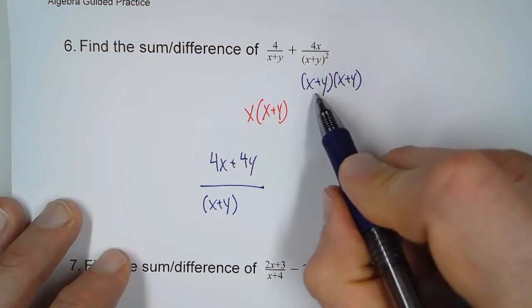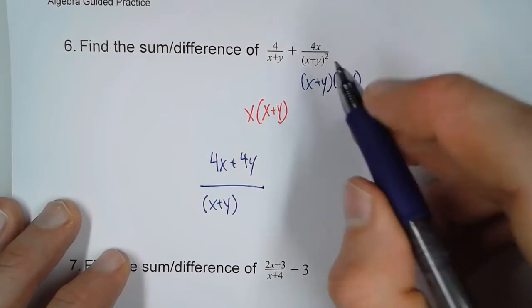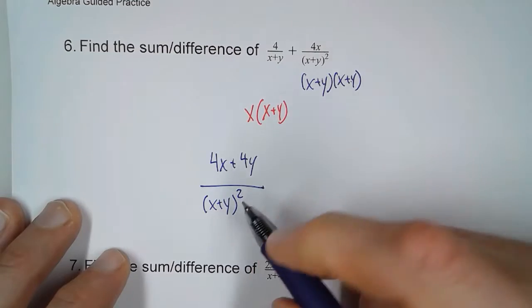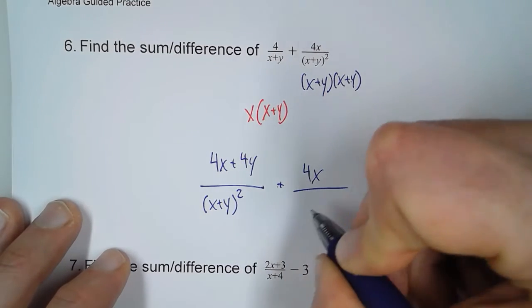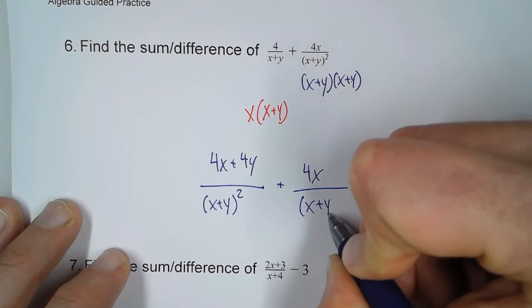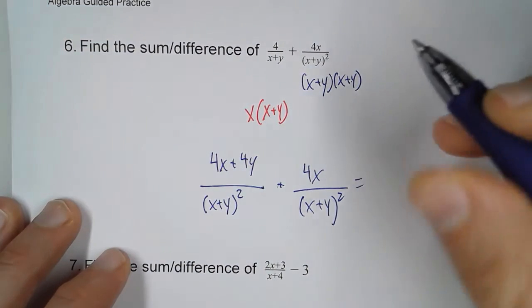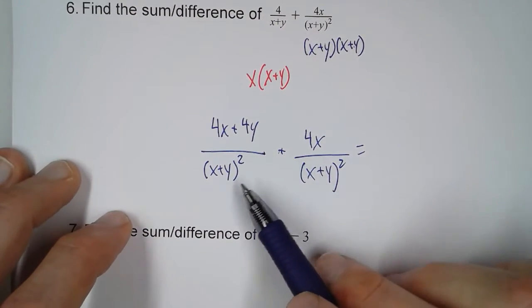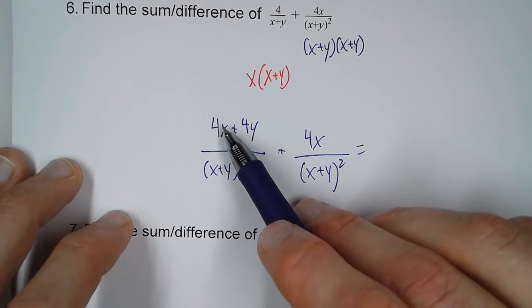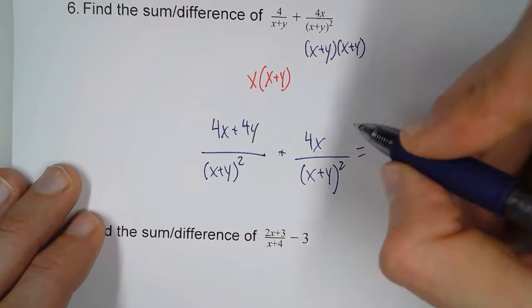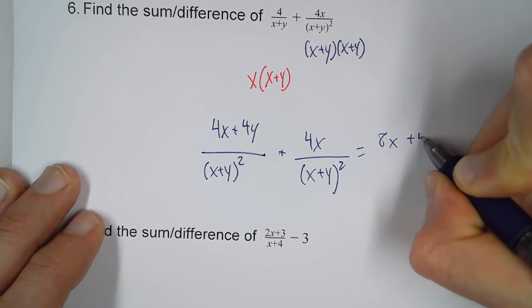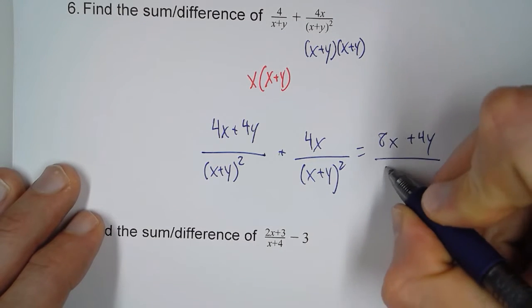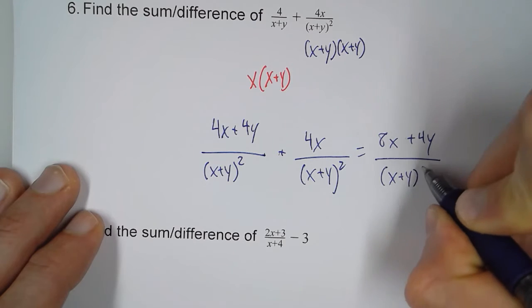Now instead of writing x plus y times x plus y, it's faster and easier for us to write quantity squared. So I'll do that. So here we have x plus y quantity squared. All right, so now that we have the same denominator, we can combine like terms. So 4x and 4x give us 8x, and then we have 4y. So we have x plus y quantity squared.